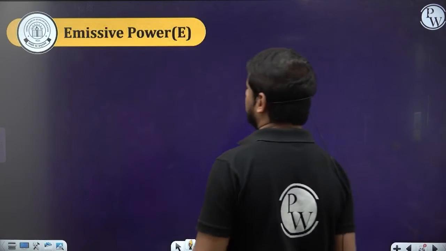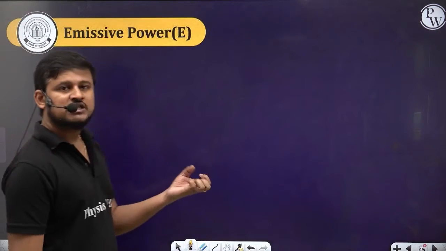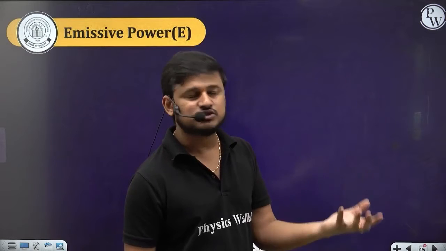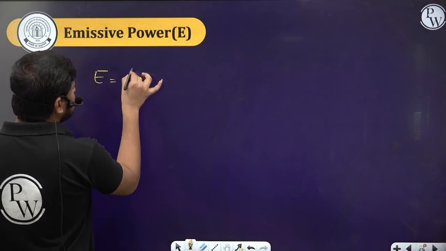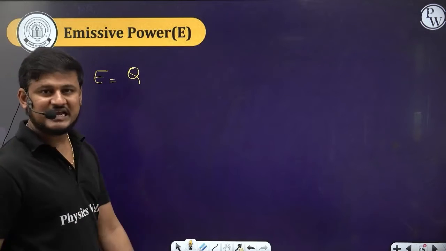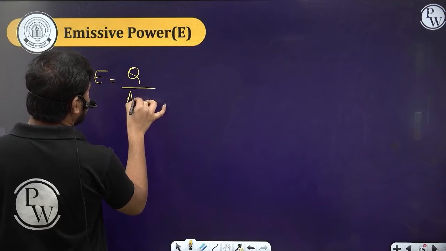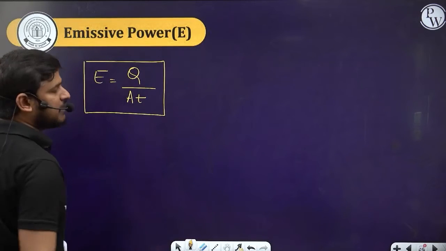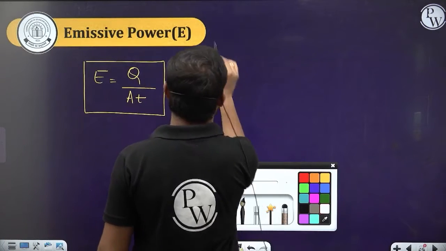Chalo. So then what is emissive power? How much the body is emitting? That's the emissive power, which is equal to E. The heat energy emitted per unit area per unit time is called the emissive power.